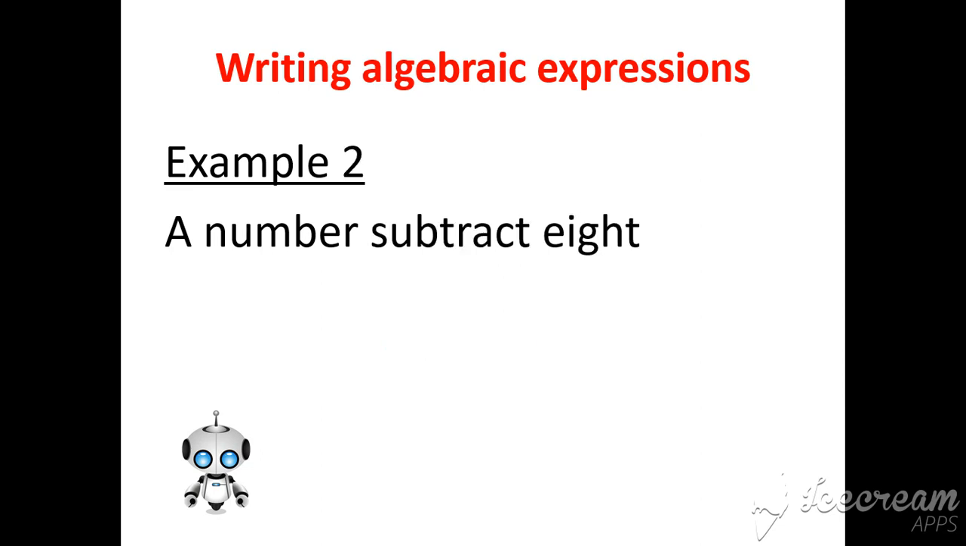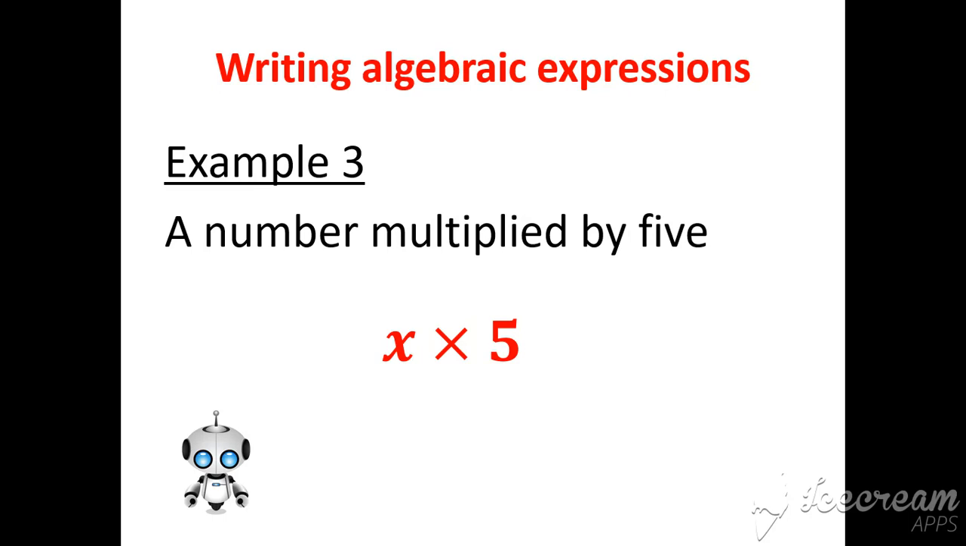Example 2, here's another one, a number subtract 8. So again, we're going to use a letter or a symbol like x subtract 8. X represents the number and then we subtract 8. Y minus 8. What about example 3? A number multiplied by 5. So x times 5. X is a number and we're timesing it by 5.